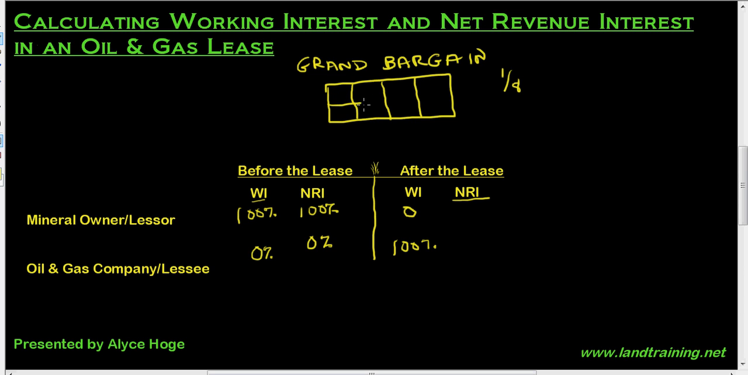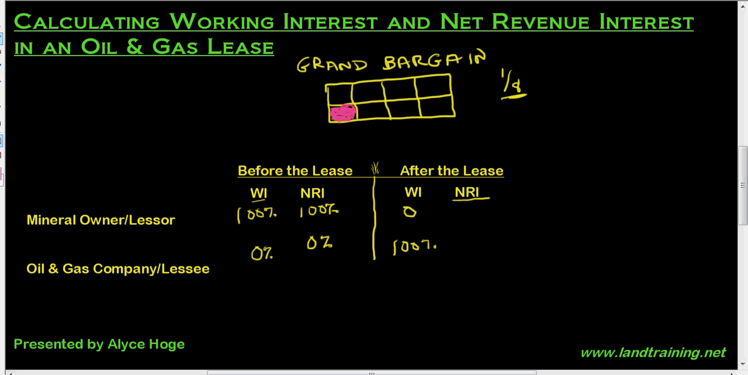And we're going to pretend like these are all nice, neat, even squares here. So I've got 1, 2, 3, 4, 5, 6, 7, 8. So if we give 1/8 to the royalty owner, we say, okay, royalty owner, if you give us 100% of your working interest, we're going to give you 1/8 share of production. So the question you'll hear is, is this fair?